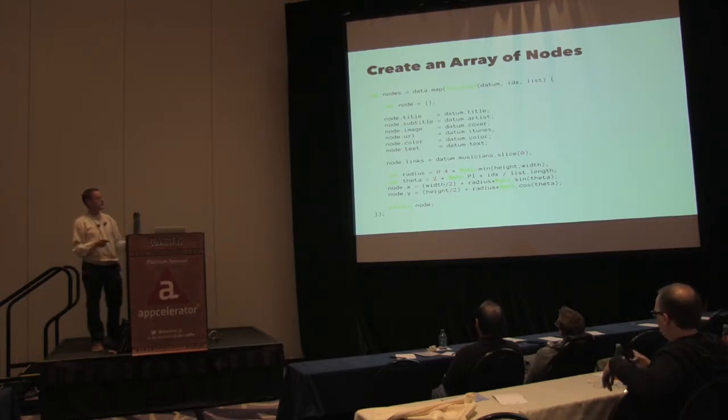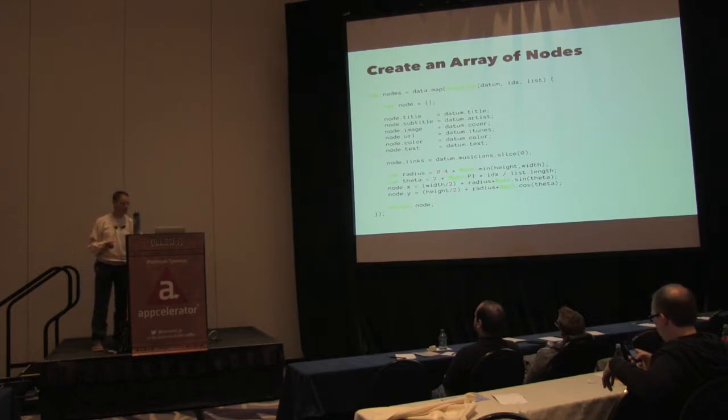So with this code here, we've taken the data that we retrieved via JSON and created an array of nodes for our graph.